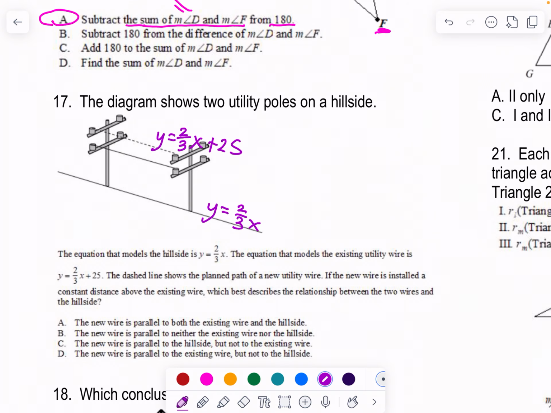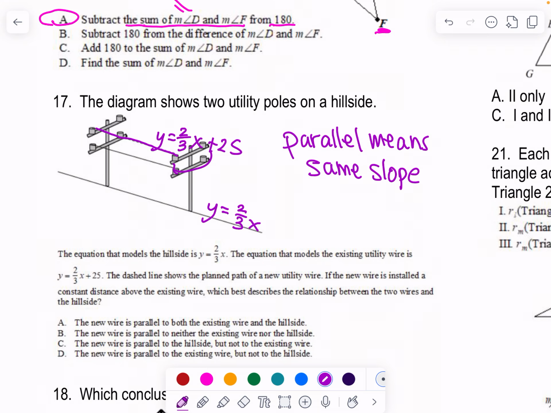Well, if everything was the same distance, then that would also be parallel. And here's a reminder, parallel means same slope. And since the slope on the hill was 2/3, and the slope on this one was 2/3, then the new wire would also have a slope of 2/3. So the wire is parallel to both the existing wire and the hillside. They're the same, so it'd have to be both.